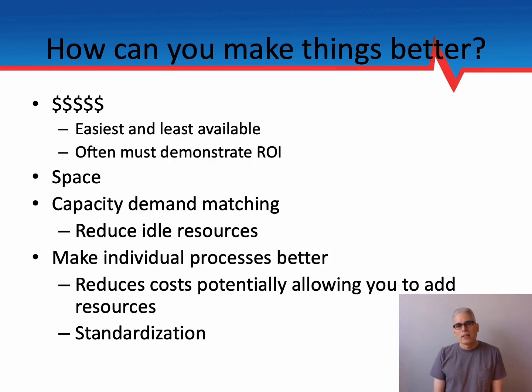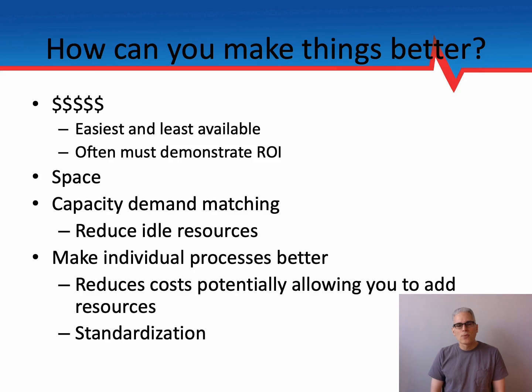So how can we make things better? The easiest way and the least available way is to throw money at the problem. If you have tons of money, then you can just add more resources and you probably will improve your processes overall. This is unlikely to be a choice available to you. Most of the time, when you are asking for more resources, administrators will ask you to provide a return on investment.